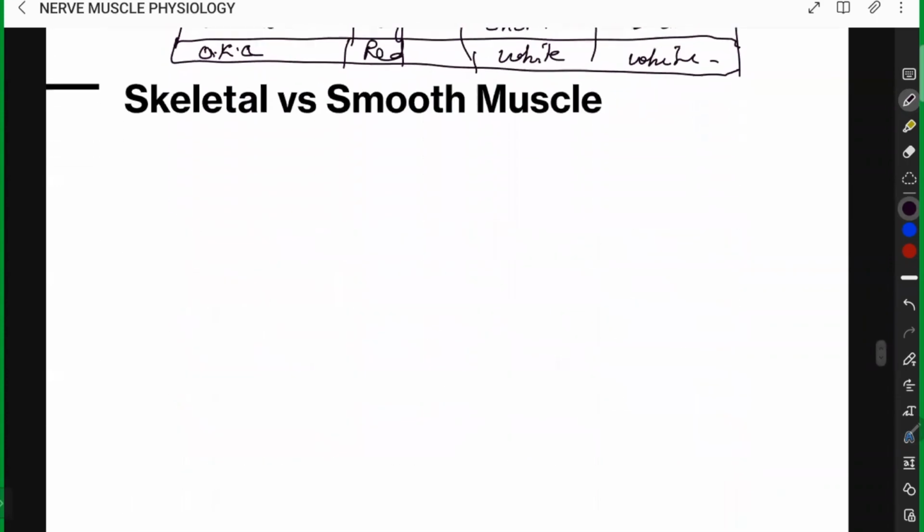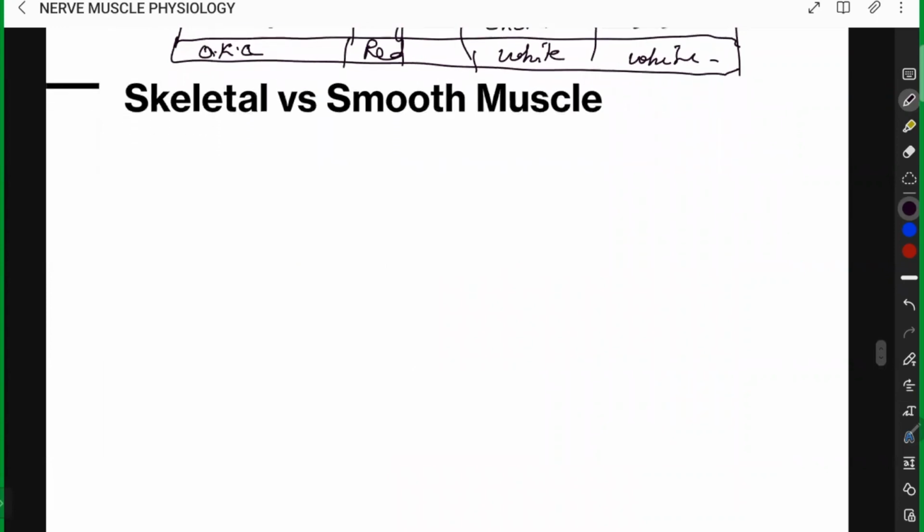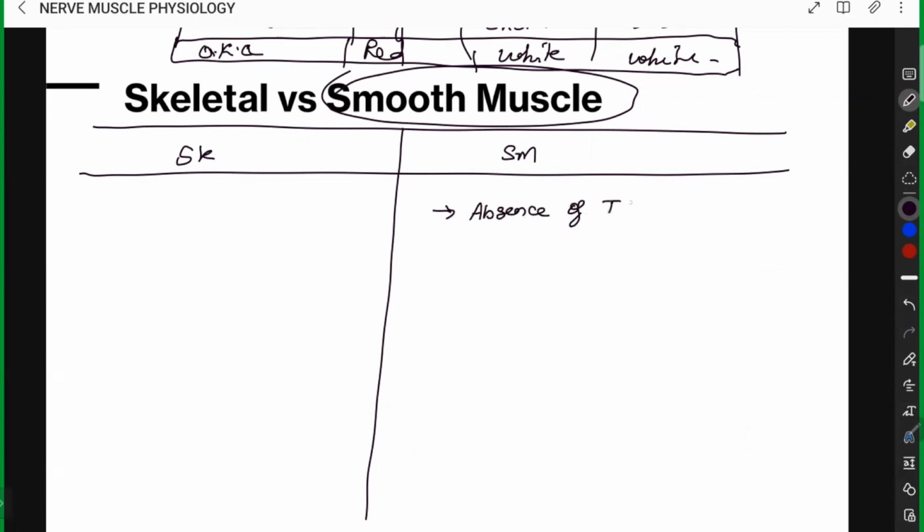Now coming to the difference between skeletal muscles and smooth muscles. You have a skeletal muscle and a smooth muscle. What is the difference for smooth muscle? I'll just draw a table with columns and we will discuss it. This is skeletal muscle, this is smooth muscle. Remember, in smooth muscle there are no T tubules, absence of T tubules.